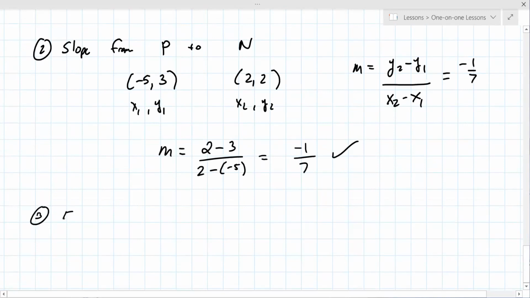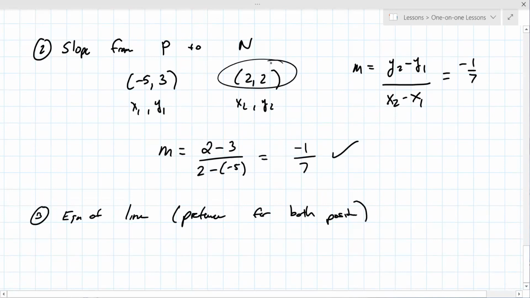When we use point slope form, so this is the equation of the line, we can use either point. Which point do you want to use? Is there a preference for both positive? So this might be preferred. Yeah. So we have y minus y1 equals slope times x minus x1.